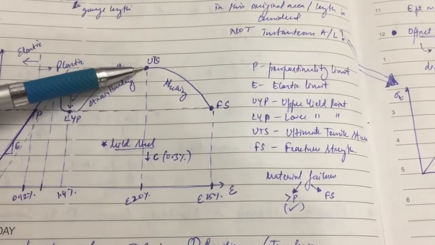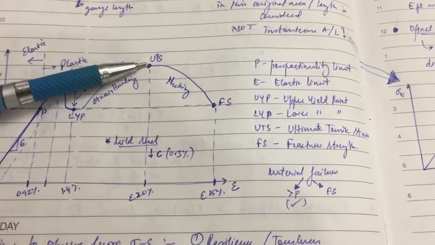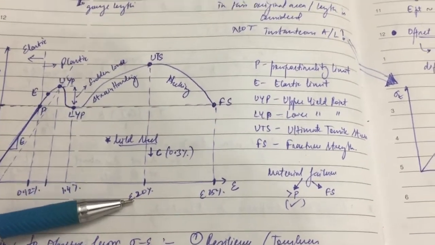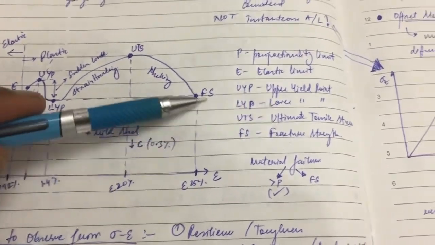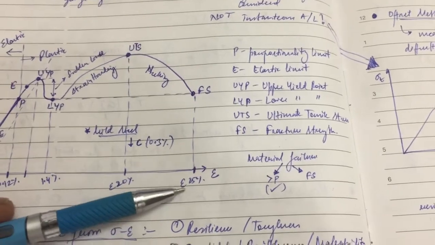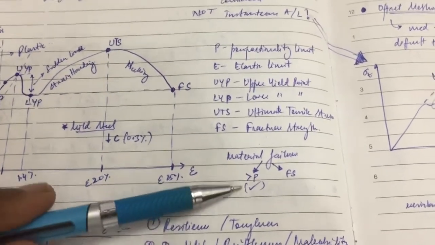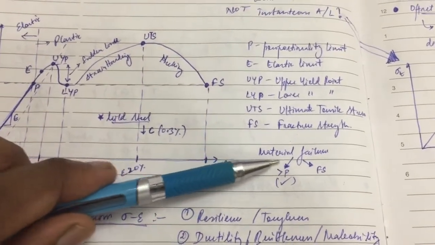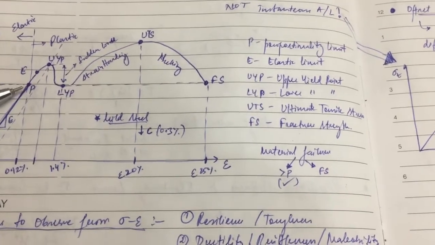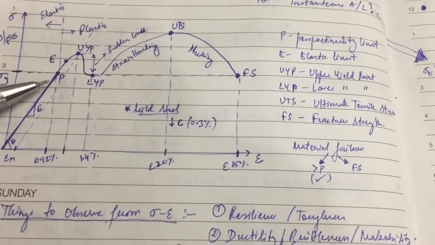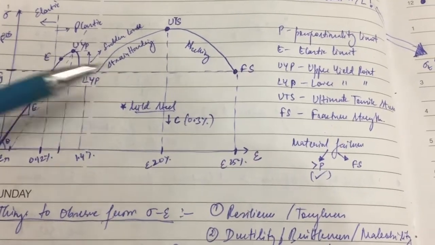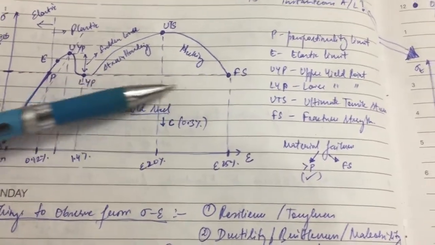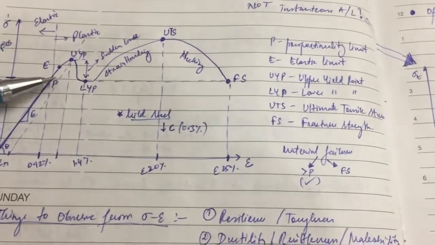This is the modulus of resilience, and the whole area is called the modulus of toughness. Until the ultimate tensile strength, the strain is 20%, and till the fracture point it is 25% strain. Okay, so basically we can consider the material failure at this point. If the stress crosses this point, we say this material has failed, not this point, because we basically take the stress at this failure point as the proportionality limit.